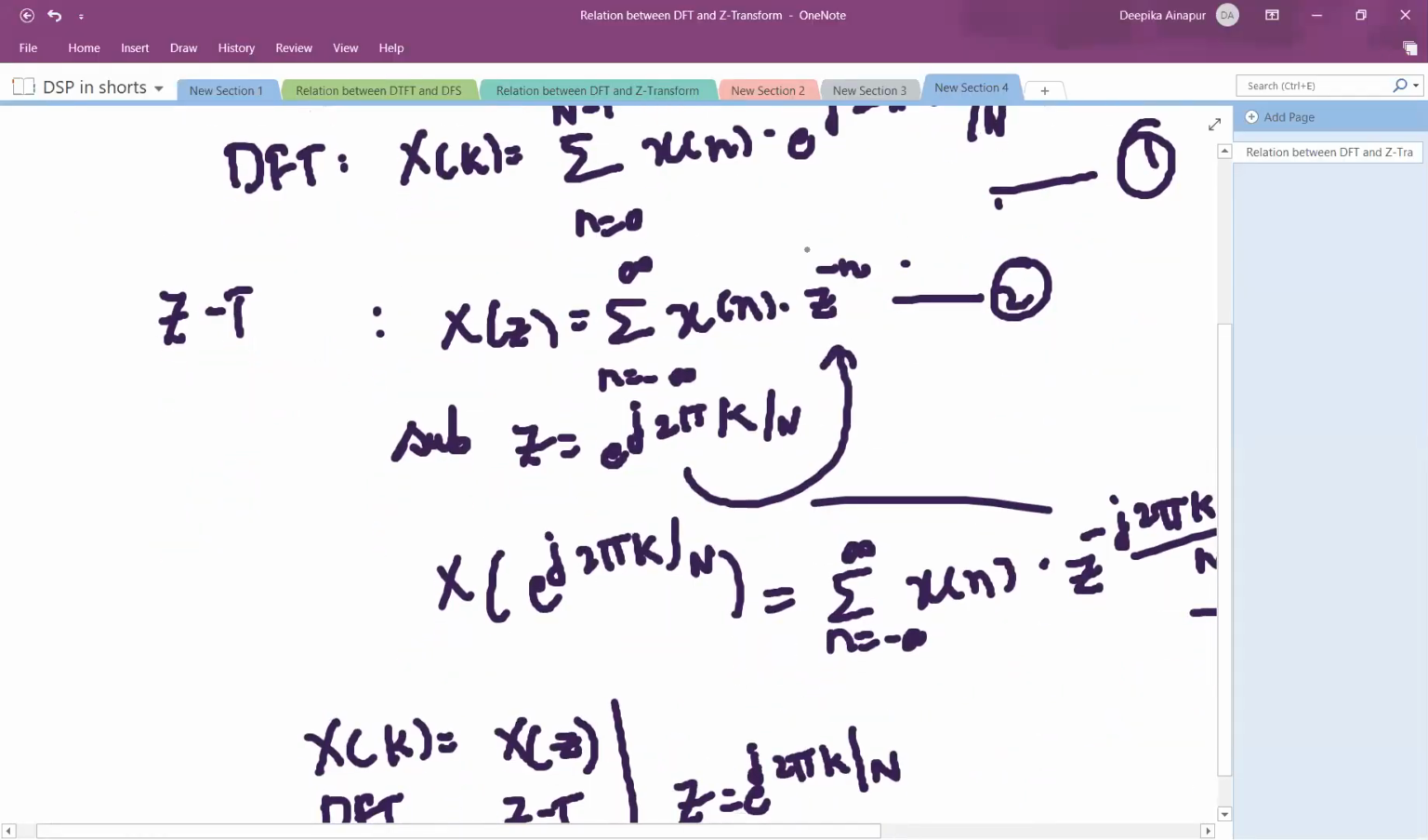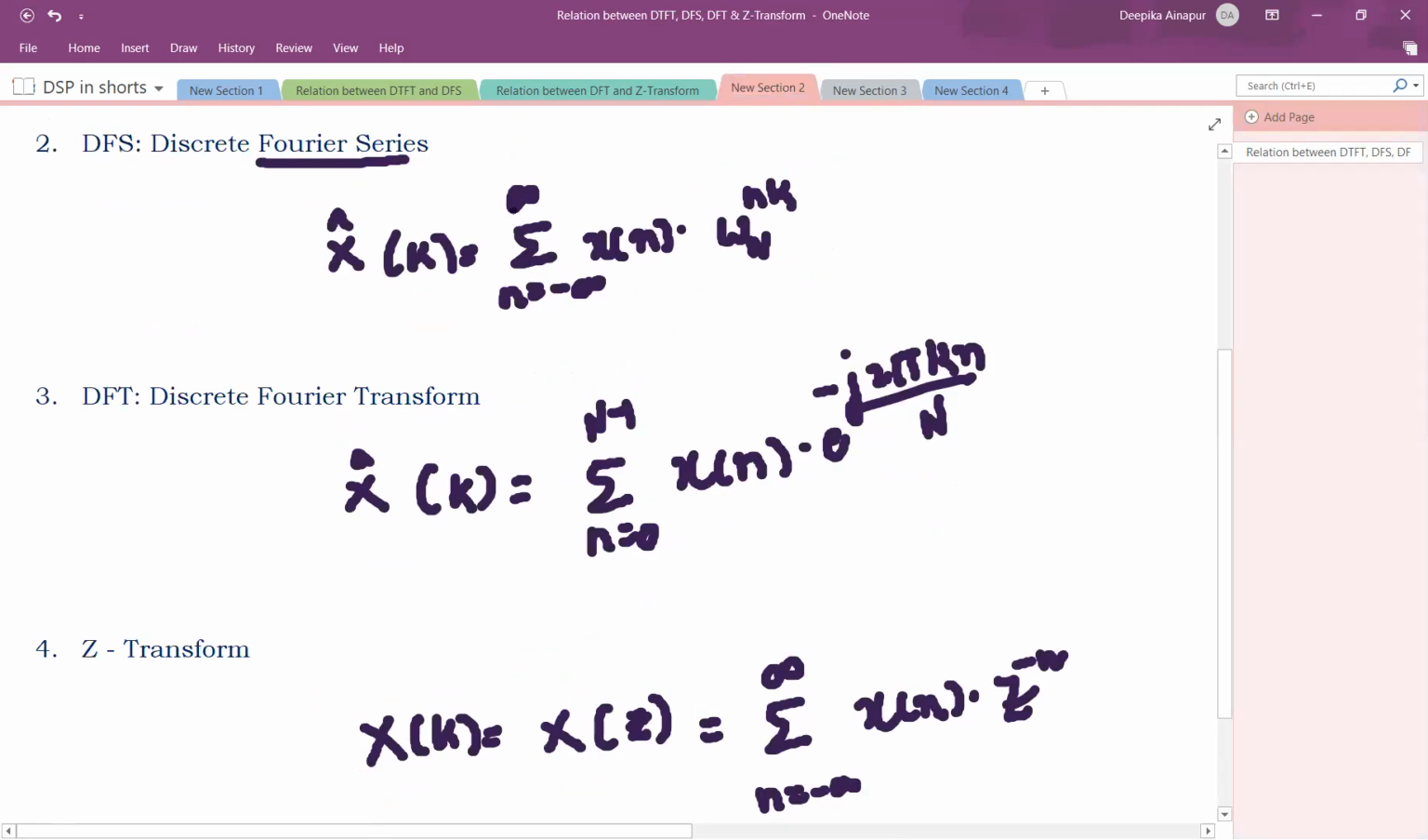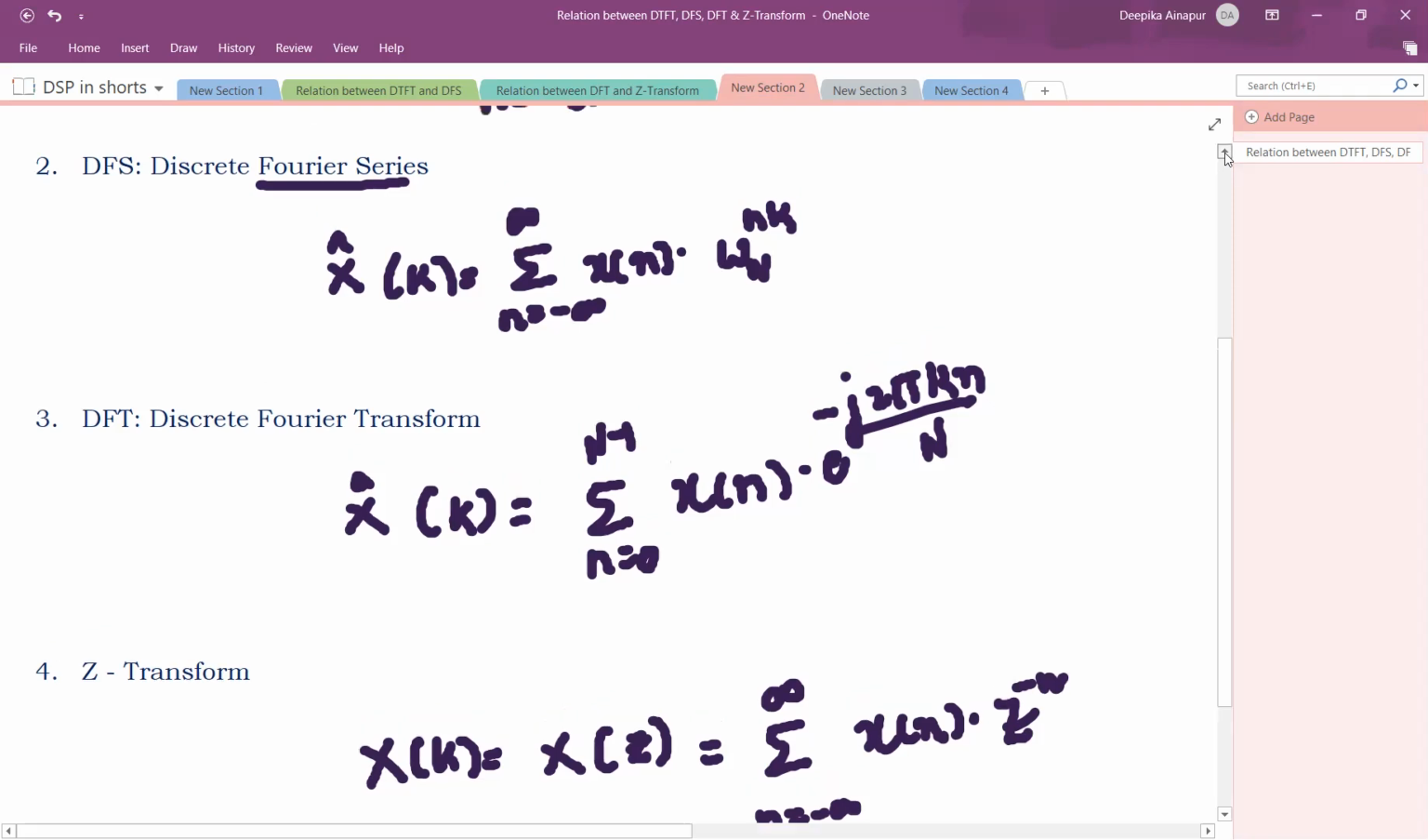So we have seen the relationship between DFT and Z transform, the relationship between DTFT and discrete Fourier series, and all the equations, that is DTFT, DFS, DFT, and Z transform.